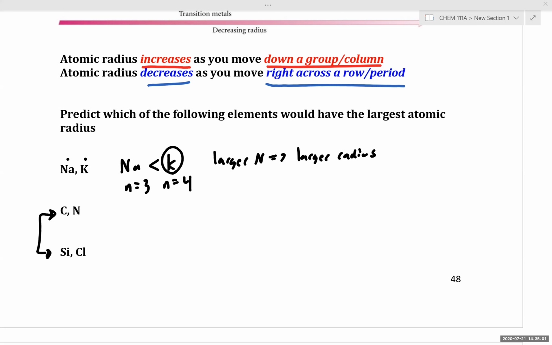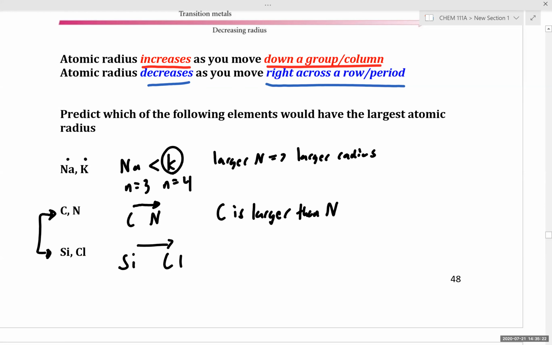So let's discuss. So if we compare carbon and nitrogen, nitrogen is farther to the right on the periodic table, and as a result, carbon is larger than nitrogen. Likewise, if we compare silicon and chlorine, chlorine is farther to the right in the periodic table, it has more protons and a greater effective nuclear charge, and as a result, chlorine is smaller and silicon is larger than chlorine. Do these examples make sense to everyone so far?